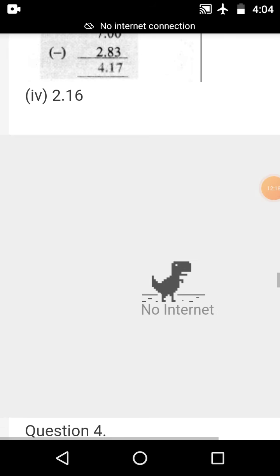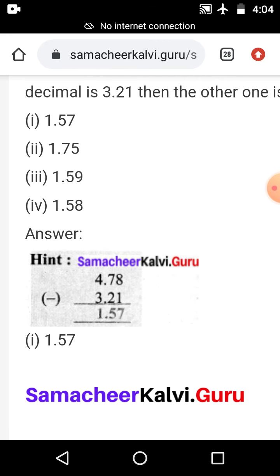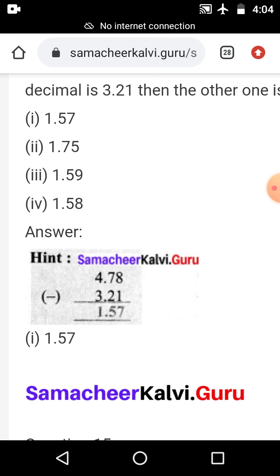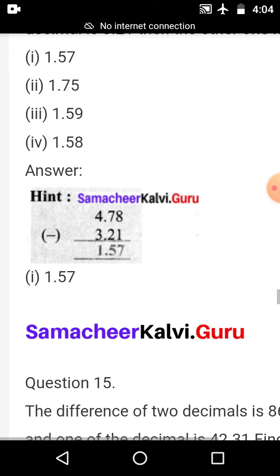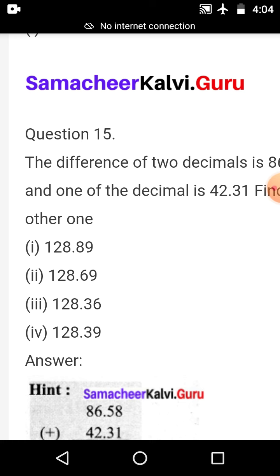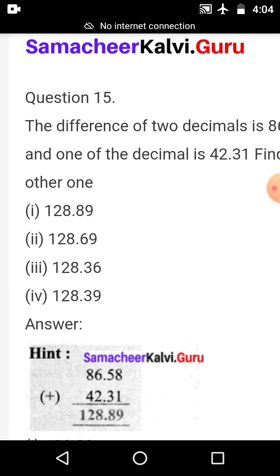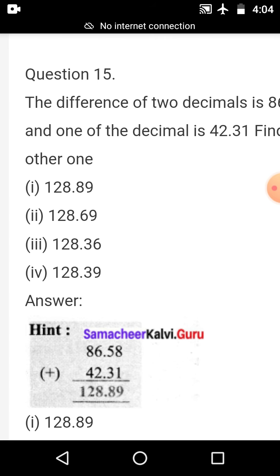See the 14th sum. Sum of two decimals is 4.78. If one decimal is 3.21, then the other one is 1.57. Question number 15. The difference of two decimals is 86.58 and one of the decimals is 42.31. Find the other one. You have to subtract it. 86.58 minus 42.31.